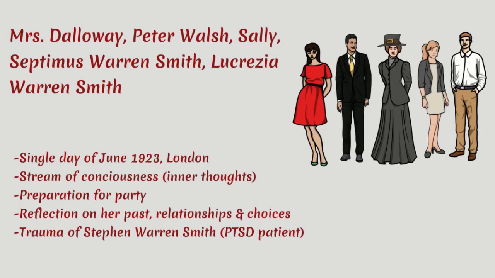She thinks about how she had lost her identity. After marriage, everyone calls her Mrs. Dalloway except for Clarissa. Side by side, the shell-shocked army person Septimus Warren Smith is shown.